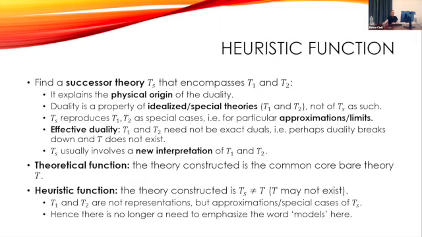Okay, so in the heuristic function, it's essential that if there exists a common core theory, T, then it will be different from the successor theory TS, because otherwise, if they are the same, then this is just what I call the theoretical function. If there is a heuristic function, then you are going beyond the idea of exact duality.